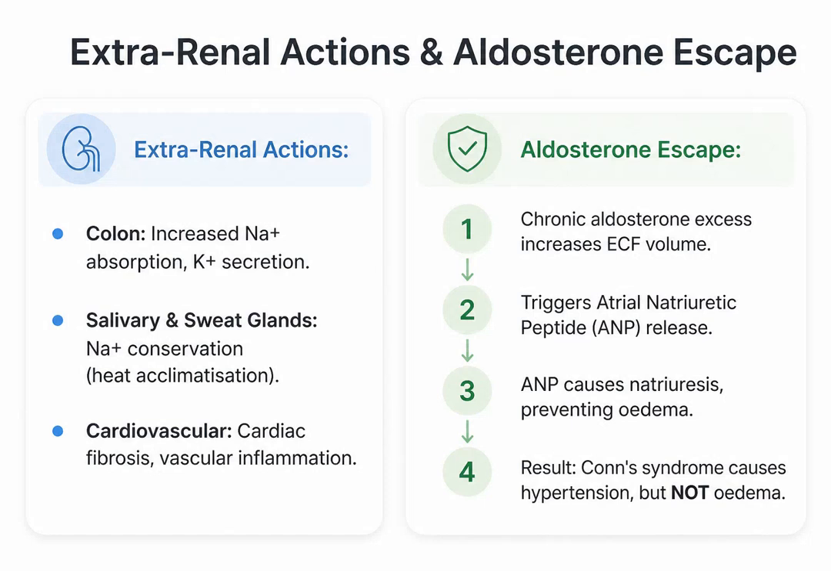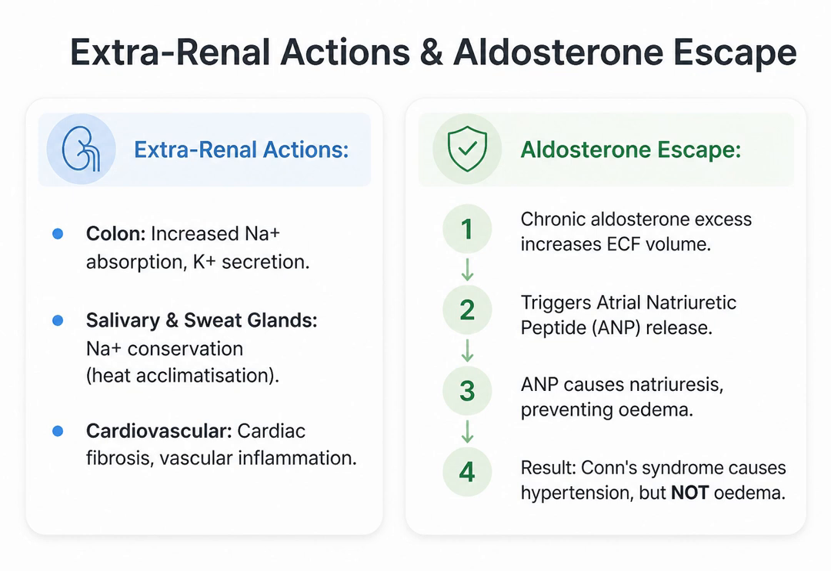alkalosis. Aldosterone doesn't just act on the kidneys. It also conserves sodium in the colon, salivary glands, and sweat glands, which is vital for heat acclimatization. In the heart, excess aldosterone causes cardiac fibrosis. Interestingly, in conditions of chronic excess, like Conn's syndrome, patients develop hypertension, but not edema.